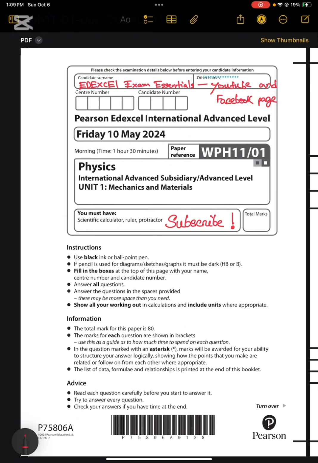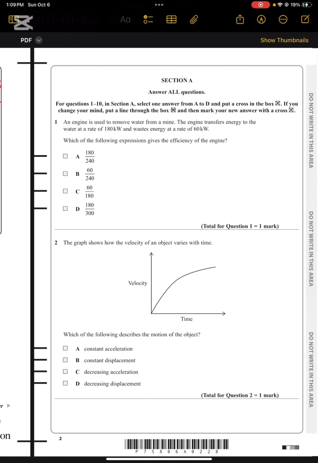Today we will solve the Edexcel IAL Physics Unit 1 May 2024 question paper. This is a really important question paper for the October 2024 and January 2025 candidates because it's the latest question paper that we have. So let's start solving this question paper from question number 1.